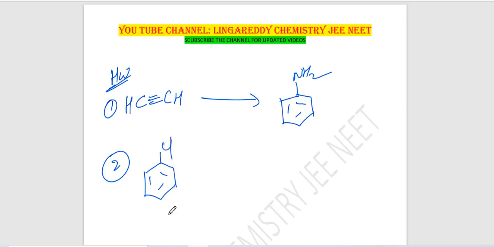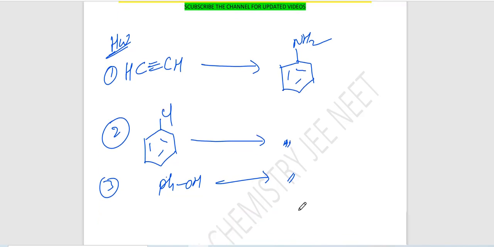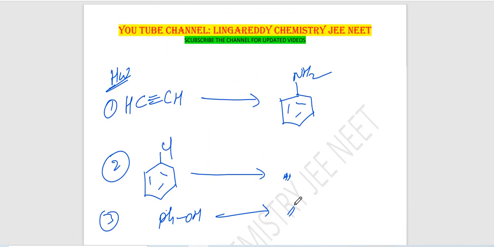From chlorobenzene, from phenol to aniline. These three questions are homework: acetylene to aniline, chlorobenzene to aniline, phenol to aniline. Solve these three questions and share the answers.